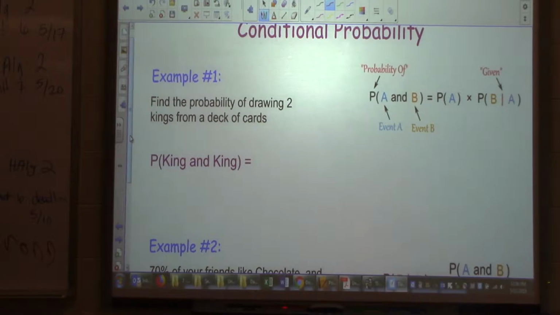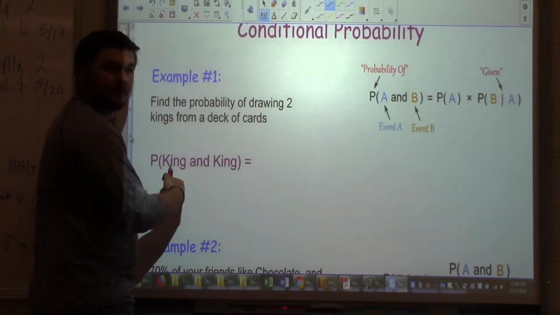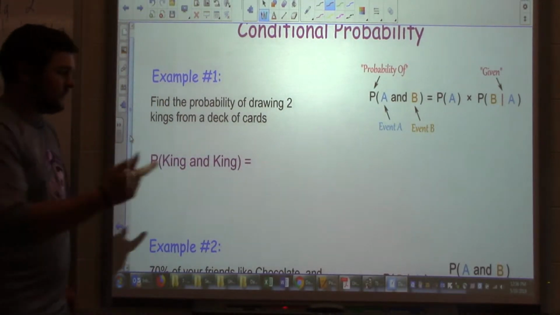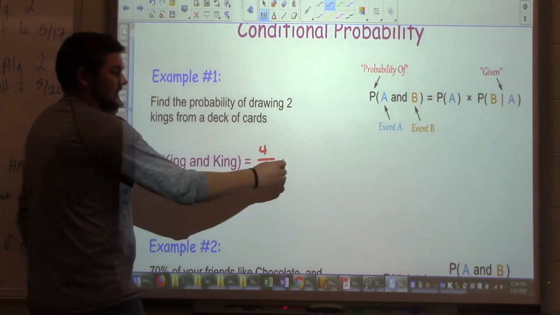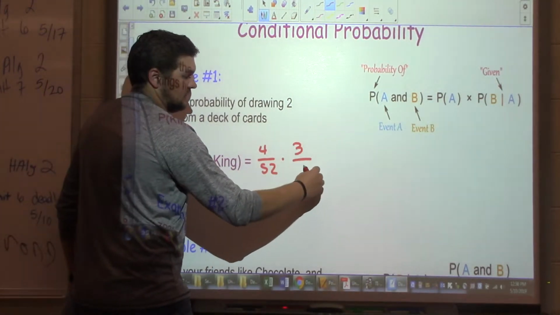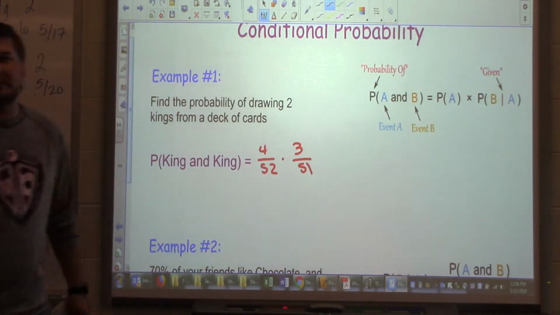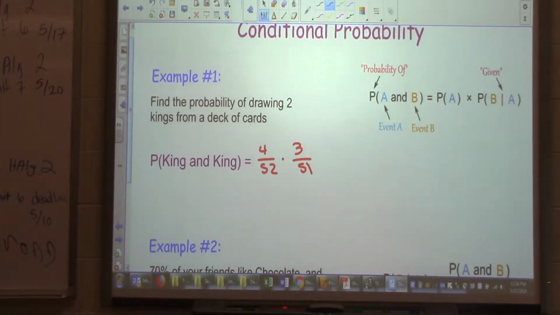What's the probability I pick a king the first time? 4 out of 52, which is also 1/13. And picking the other king would be 3 out of 51. Okay? So this is a non-conditional problem. There's nothing given, just a normal probability problem.